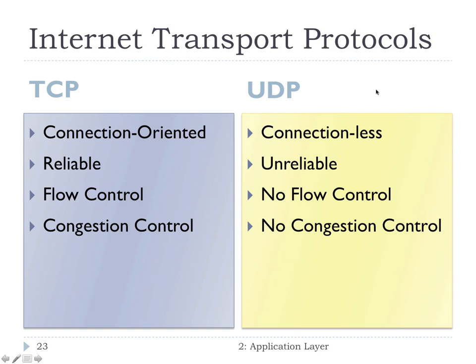UDP is connectionless as opposed to TCP, meaning you don't have to set up a connection ahead of time. When you want to start sending, you just send. Just send away. It is unreliable, meaning when you send a packet, there are no guarantees that it will actually get there or be uncorrupted or be unduplicated.